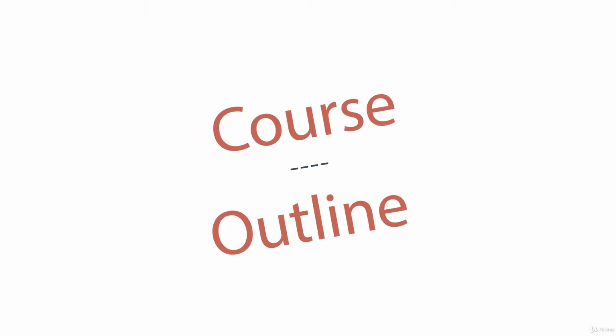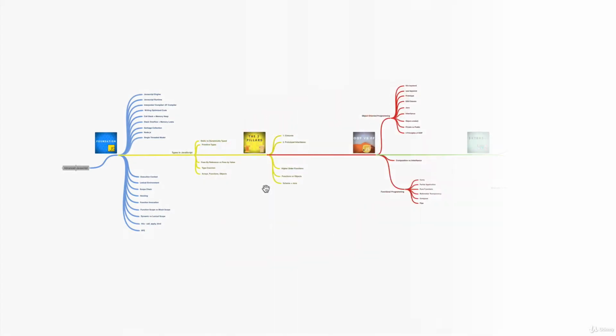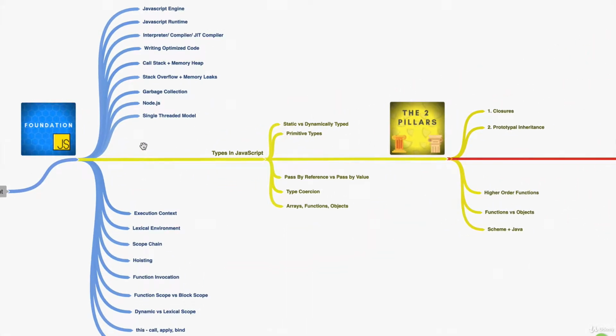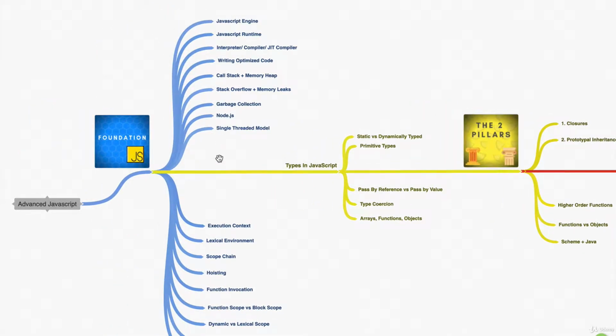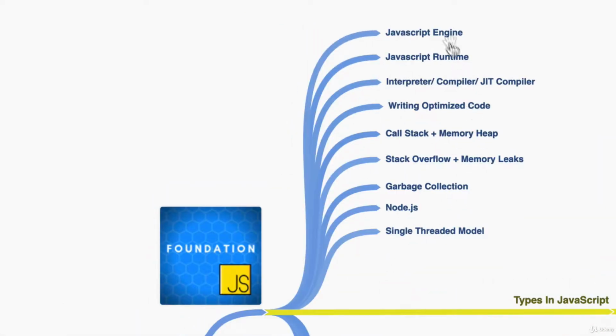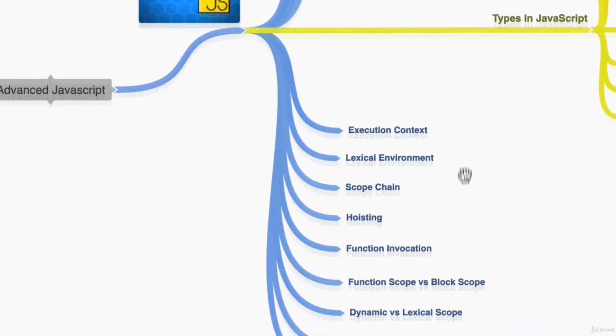Let's have a look. This is our course outline. And the course starts off with the foundations. To make sure that we have those building blocks in place to learn best practices, advanced topics, and how to write clean code. We'll start diving quite deep into things like the JavaScript engine, the runtime, talking about interpreters, compilers, JIT compilers.